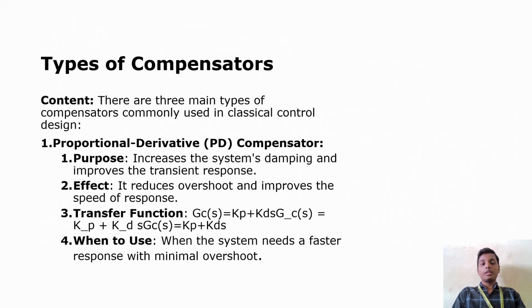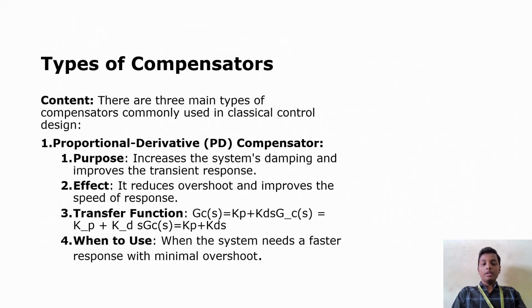Types of compensators. They are classified into three main types commonly used in classical control design. First, the proportional derivative compensator, also called the PD compensator. Purpose: increases the system damping and improves the transient response. Effect: it reduces overshoot and improves the speed of response.